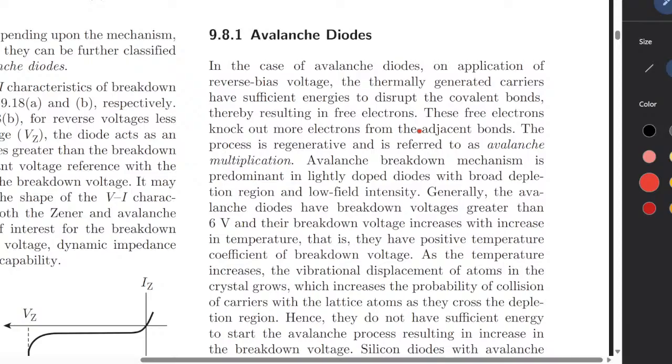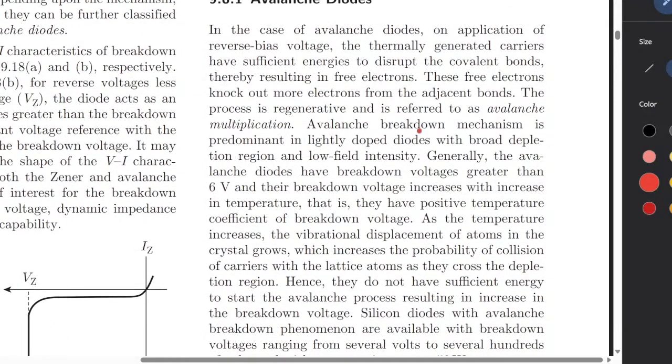So in the avalanche diode, on application of reverse bias voltage, the thermally generated carriers have sufficient energy to disrupt the covalent bond, thereby resulting in free electrons, and these free electrons knock out more electrons from the adjacent bonds. The process is regenerative and is referred to as avalanche multiplication. The carrier has high kinetic energy and disrupts another covalent bond. Avalanche breakdown is predominant in lightly doped diodes, which have a broad depletion region.